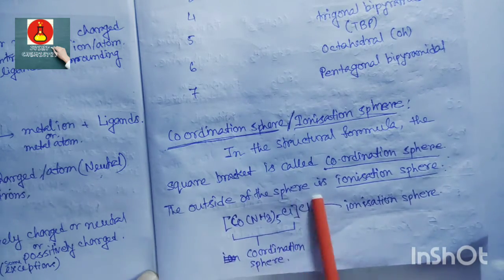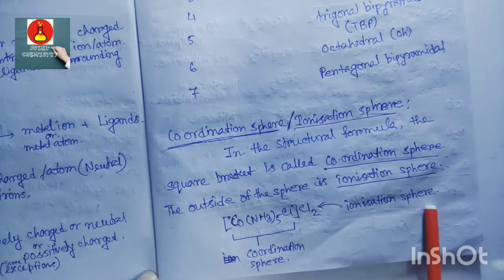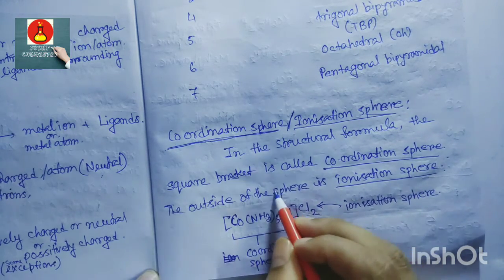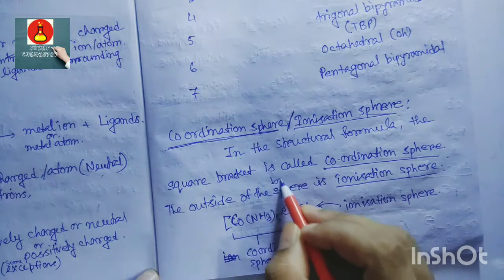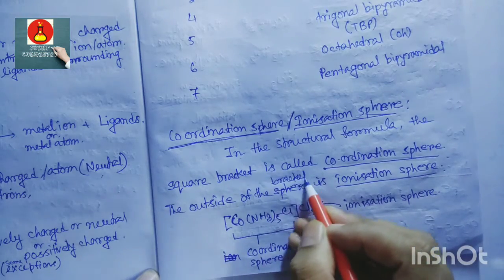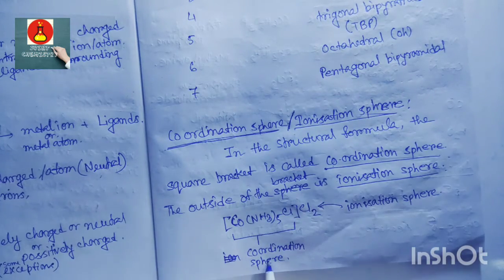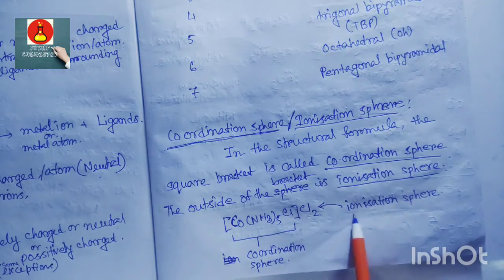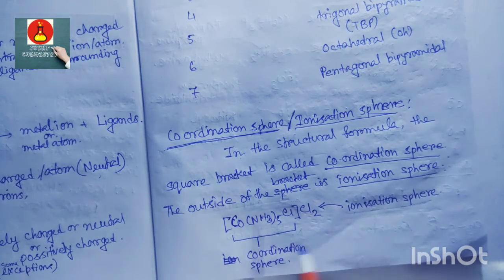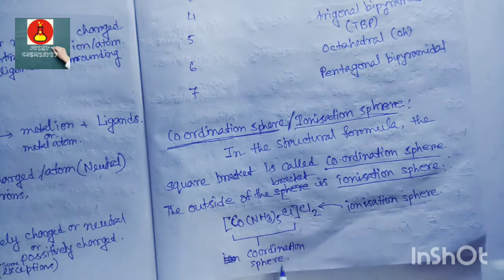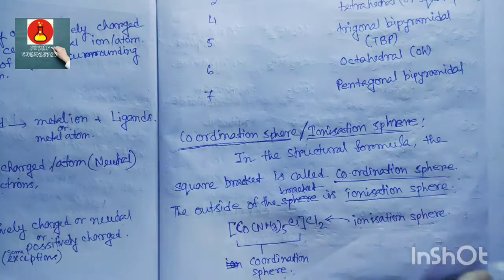So outside of the sphere is the ionization sphere, meaning outside of the bracket. Outside of the bracket is known as the ionization sphere, and inside the bracket area is known as the coordination sphere.